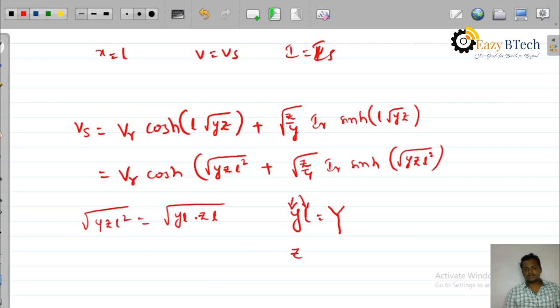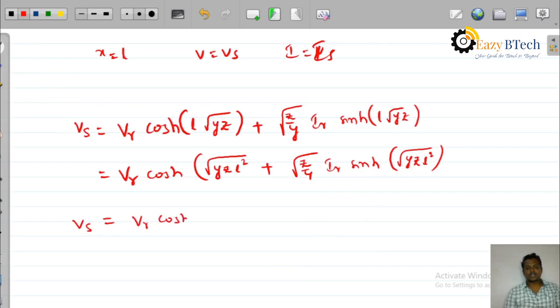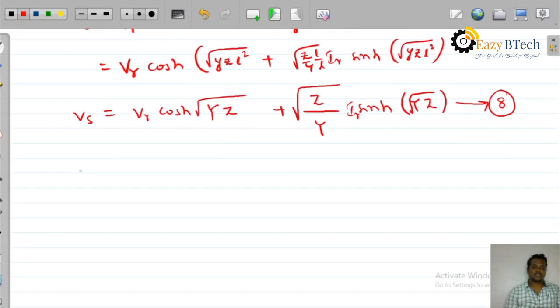What is Z into L? Z into L is nothing but impedance per unit length into total length, therefore capital Z is the total impedance of the transmission line. Therefore we have to replace this with capital Y and capital Z. Therefore Vs equals VR cosh of under root total admittance into total impedance plus root of L by L, total Z by total admittance of the transmission line, IR sinh under root capital Y into capital Z. Okay, this is the expression for sending end voltage.